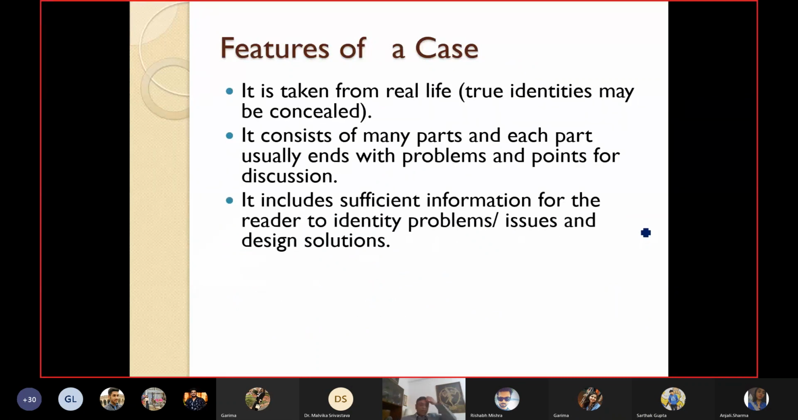All right. So, features of a case. What does a case look like? It is taken from real life. That means something which has actually happened. You prepare a case through extensive research. You hunt out for information. You try and look at a lot of aspects and try and find out about a case. It consists of many parts and it ends with problems and points for discussion.